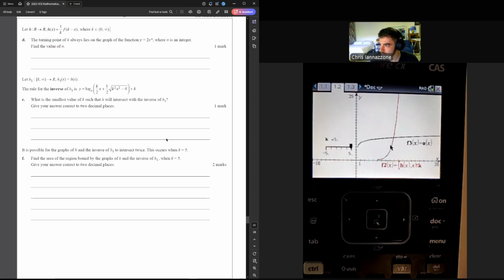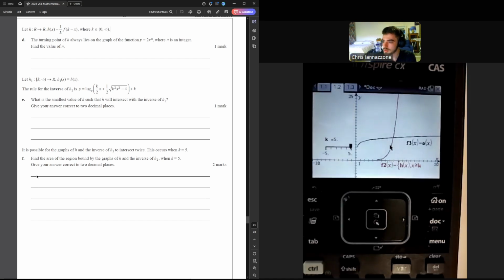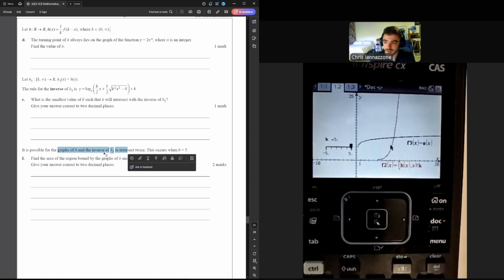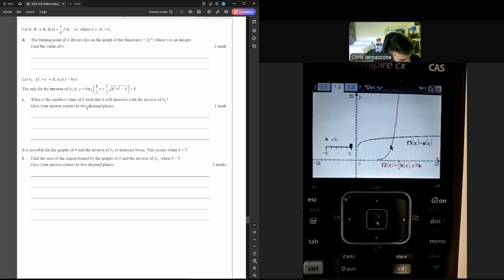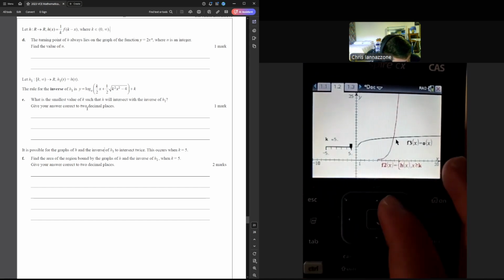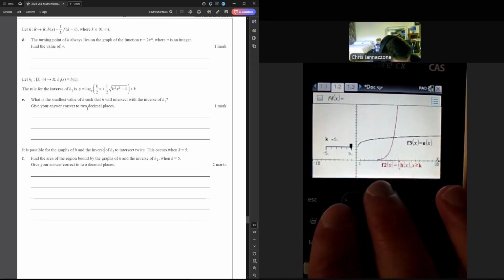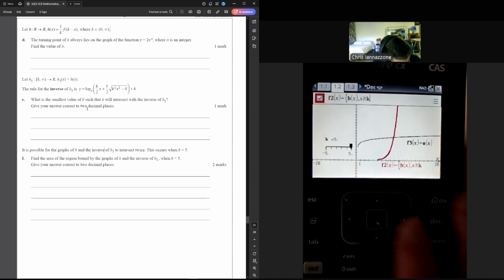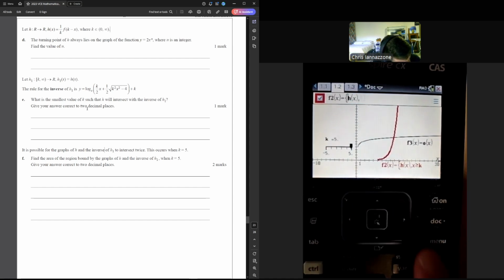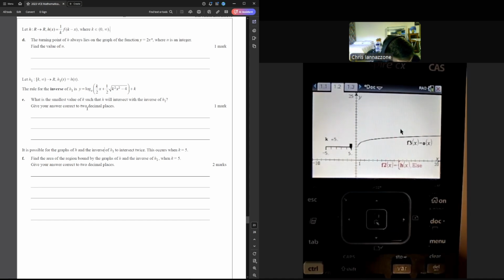Okay. Now that is interesting because we're told that there are two intersections for k equals 5 and we haven't got that. So what's going on here? Ah, I've seen it. So they said the graphs of h and the inverse of h1. What I've currently got here is the graph of h1 and the graph of the inverse h1. So to make things a bit better, what I should do instead is get back into this and remove this conditional here. Hopefully it doesn't break anything if I hit enter. There we go, that's better.